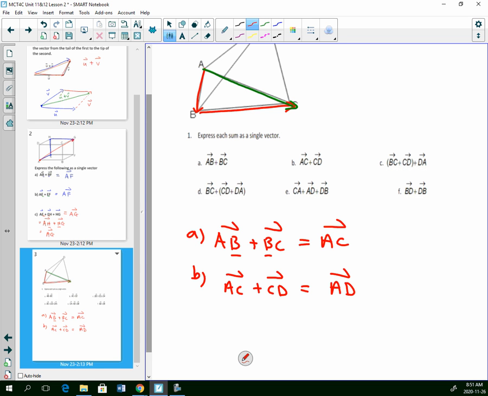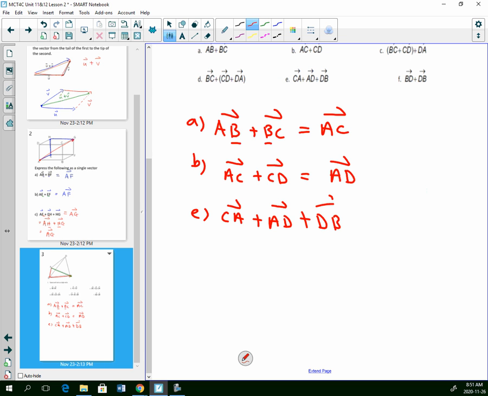Let's do one more. I'll just skip over to E. So E has three vectors, CA plus AD plus DB. Maybe I'll do this in two steps. So C to A plus A to D. The tip of C to A matches the tail of A to D, so that would be C to D. And then C to D plus DB would be CB.